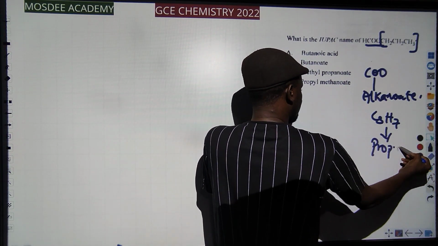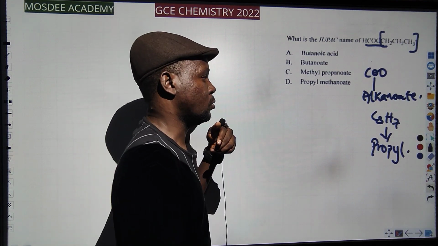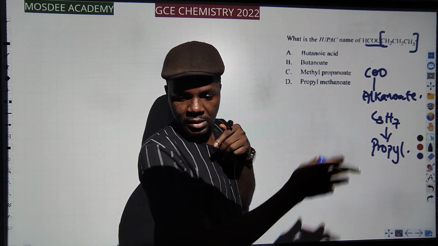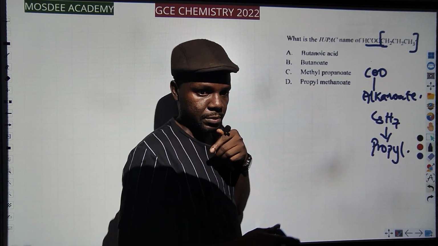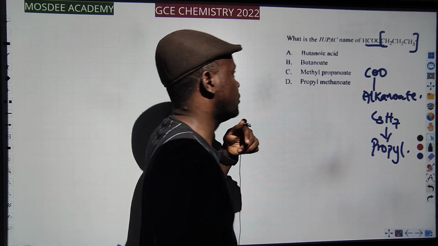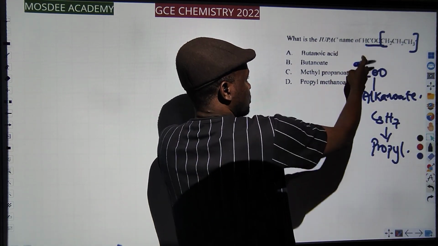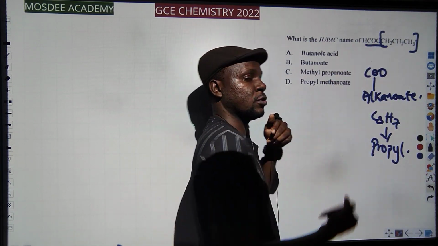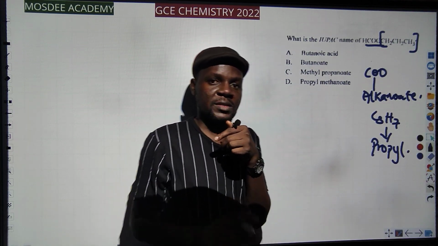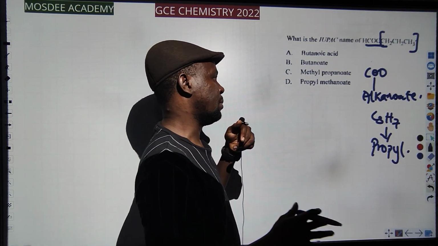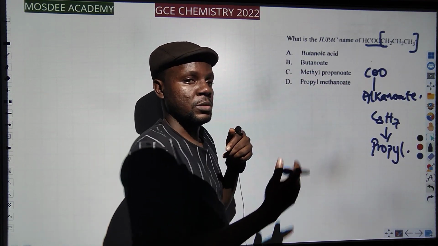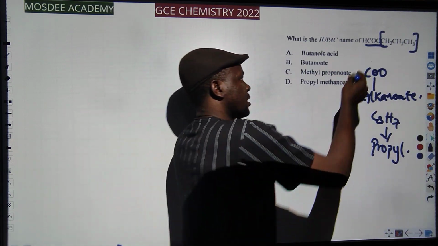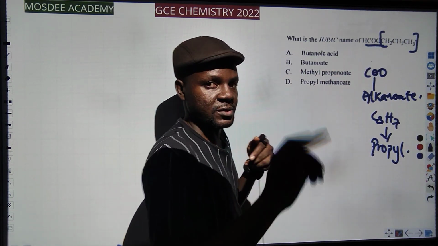So 3 carbons is prop. Instead of ane, you substitute it with yl. So propyl will be the beginning name, after the bracket. Then before that, definitely you are going to have the functional group, which is alkanoate. Here there is no carbon atom besides the functional group, so that means it is methanoate. If there is one carbon atom, you count it as methanoate. In this case, only one C here, and a single C is called methanoate.